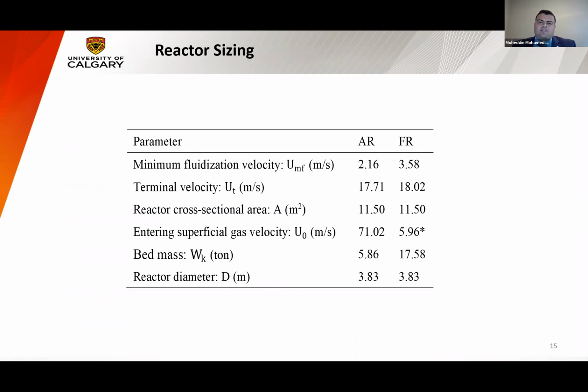For reactor sizing, the reactor diameters were about 3.83 meters. They have a similar cross-sectional area, 11.5 meters squared. The bed or the solid holdup inside the air and fuel reactors were 5.9 and 17.6 tons respectively. The remaining parameters describe the fluidized bed hydrodynamics, with the minimum fluidization velocity being about 2 meters per second for the air reactor and 3.6 meters per second for the fuel reactor.